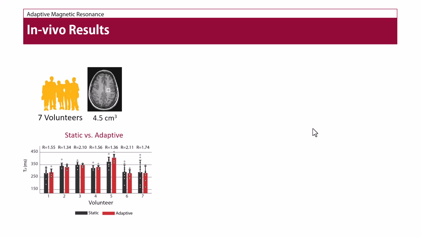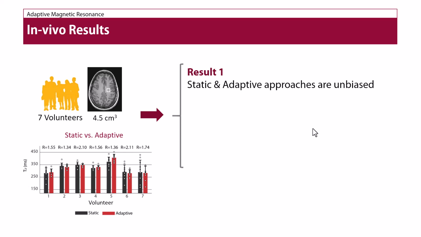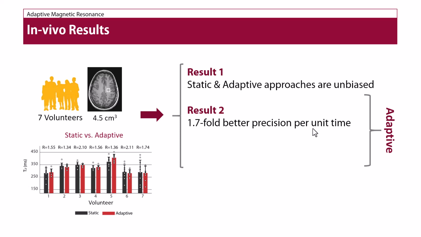First, note that both approaches are unbiased. There is no statistically significant difference between them. However, the standard deviation of the adaptive approach is smaller than that of the static approach by a factor of approximately 1.7. This is equivalent to an increase in SNR per unit time of 70% for adaptive acquisitions. This precision can be traded off for acceleration. By using the first 40% of echo times, the first 48 seconds of the adaptive acquisition, we can get the same precision as for the full 2-minute static acquisition.